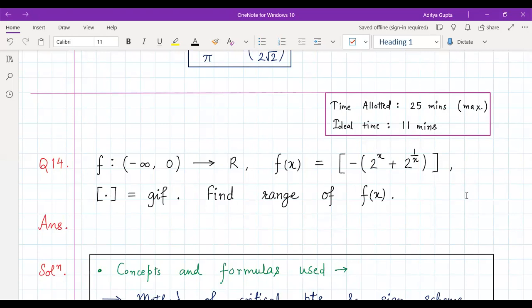The maximum time allotted for this question would be 25 minutes, and ideally you should try to do it within 11 minutes. It is quite an amazing problem, so I would highly recommend you all give it a try. I hope you have tried it out. Now let's have a look at the correct solution.